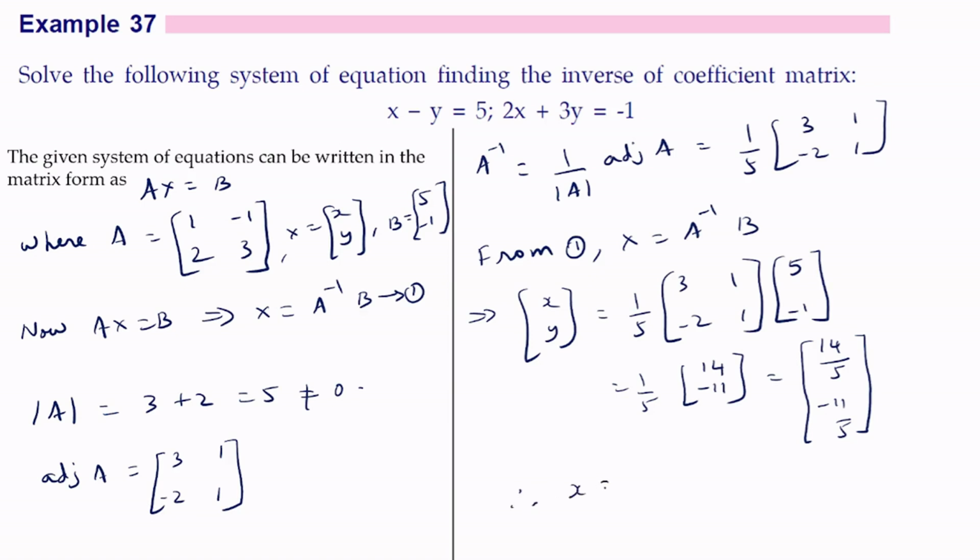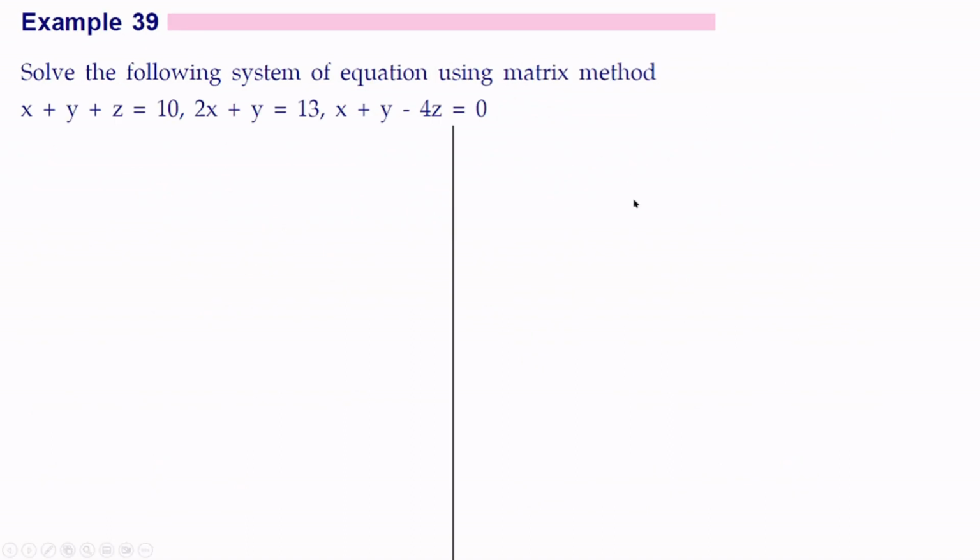Therefore, x equal to 14 by 5 and y equal to minus 11 by 5. So this is the solution for the given system of linear equations. Now we'll see the next example. Solve the following system of equations using the matrix method. So here we have three linear equations in three unknowns x, y and z. A similar question was asked in the sample paper for 5 marks.